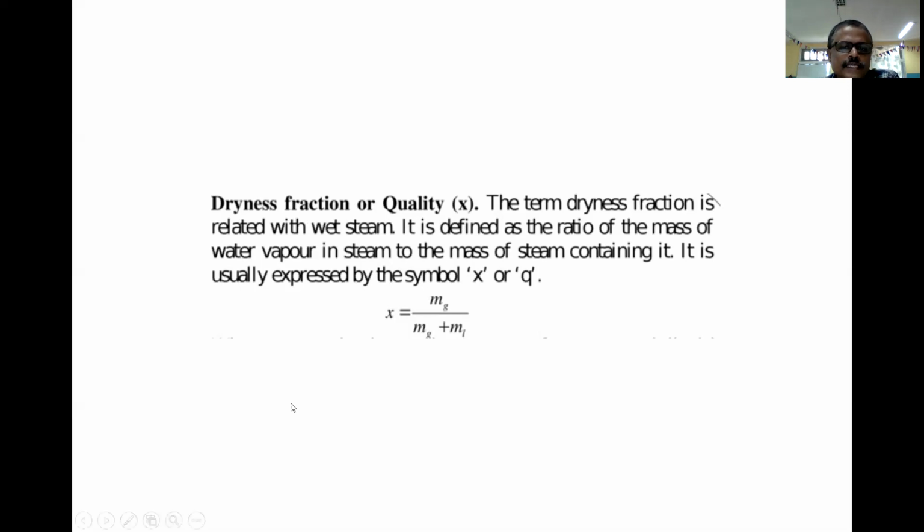If the value of X is less than 1, then we say that it is wet steam. If the value of X is equal to 1, then we say that it is dry steam. So this is an important term in steam technology and boilers. For dry steam and superheated steam, the value of dryness fraction is 1.